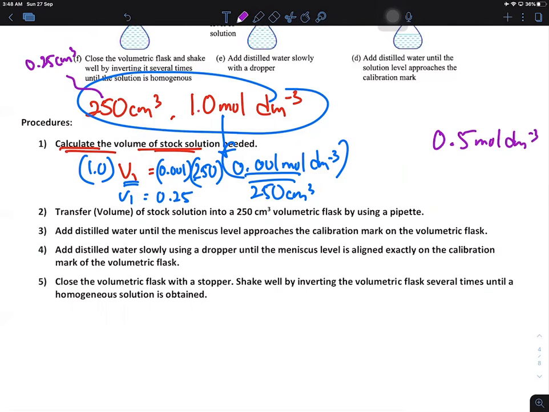So I do this M1V1. Initial concentration, I don't know how much is needed. Remember, volume will be given in the exam. They will tell you how much Ribena they want to drink. 250 times 0.5 divided by 1. In this case, you need 125 cm cube. You can see it is half of the volume of the Ribena.